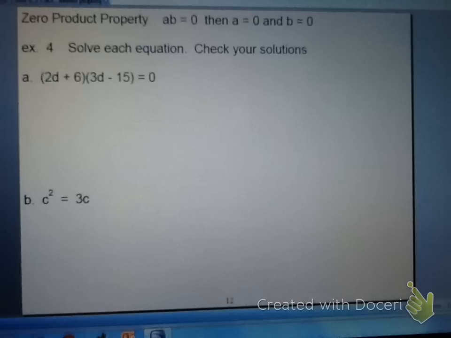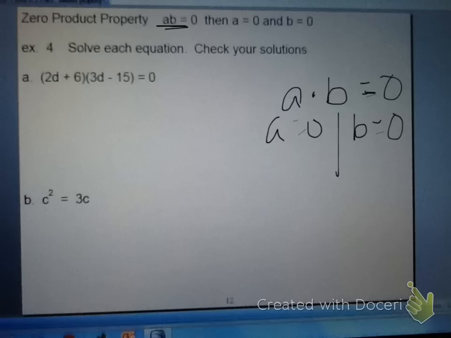Example 4. Now, this is called the zero product property. When you have two factors that you multiply together, a times b, a is a factor and b is a factor. When you have two factors that you're multiplying together to get 0, and it's equal to 0, you just take each factor and put each one equal to 0. So in example 4a, it's kind of like it's already factored for you. So you already have the two factors, so you just drop them out of the parentheses and put each one equal to 0.